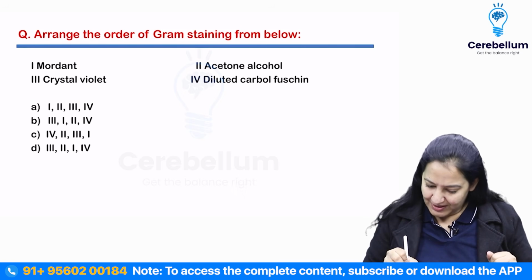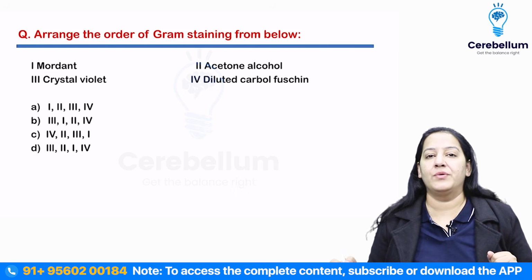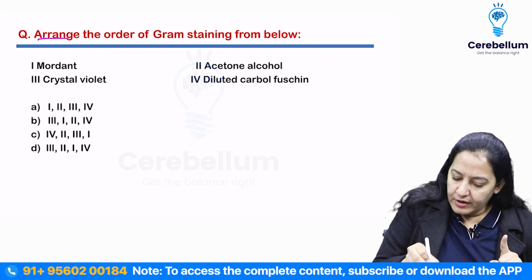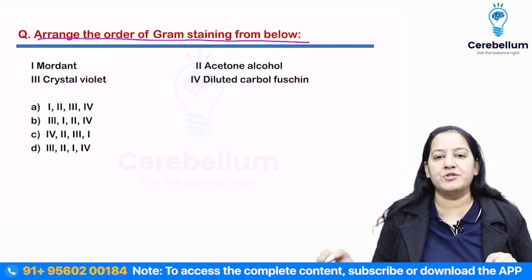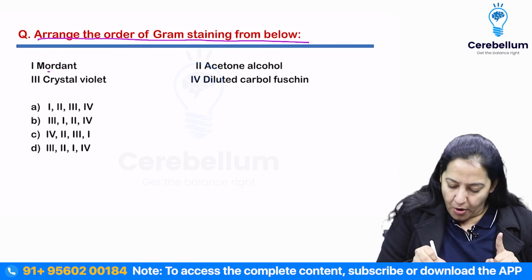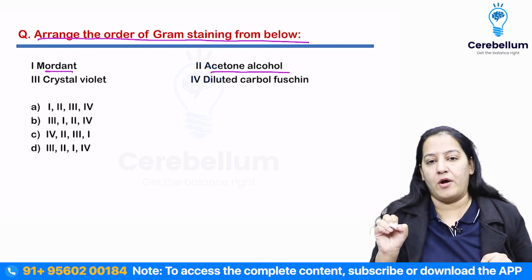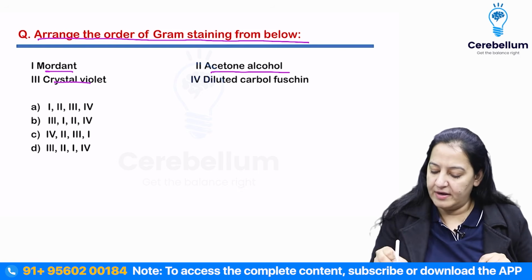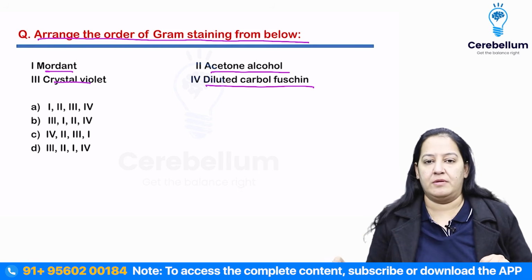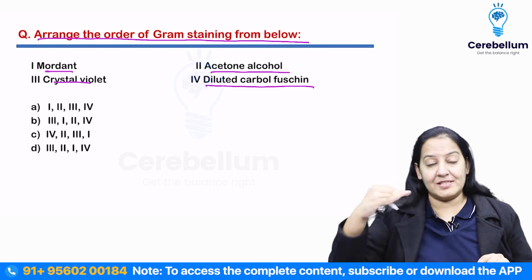Coming to the next question, let me read the next question in front of you. Can you arrange the order of the gram staining from the 4 options given below? So, mordant, acetone or alcohol, crystal violet and diluted carbol fuchsin. Now you know the steps of the gram stain.